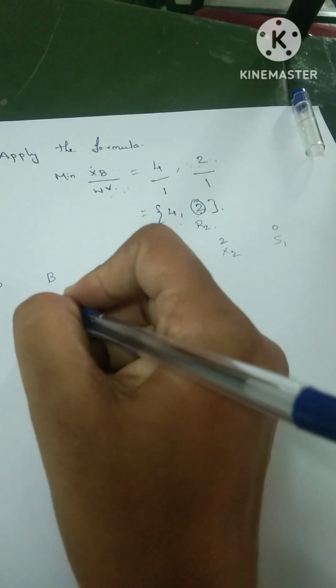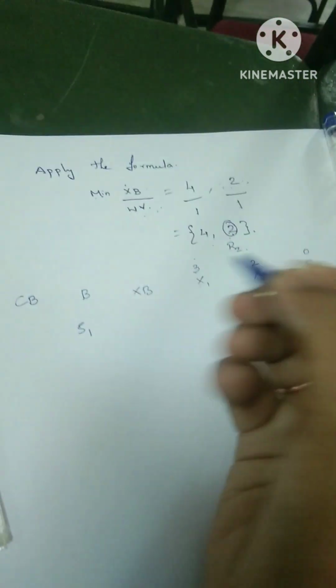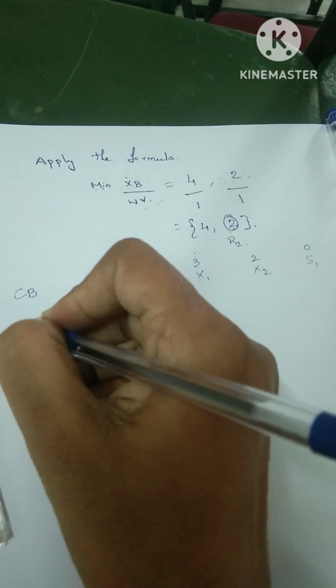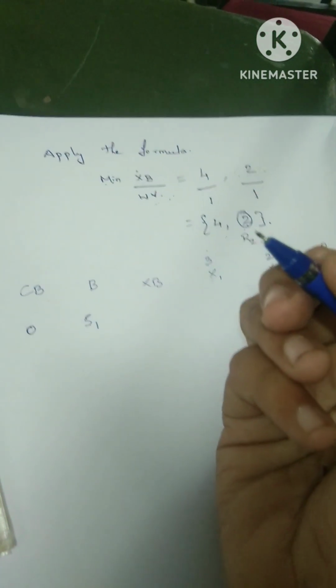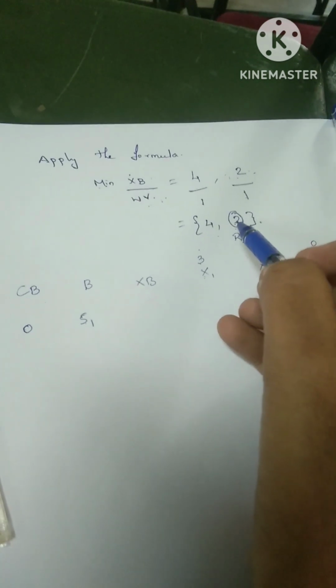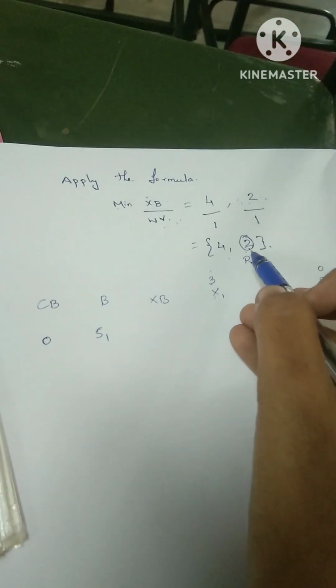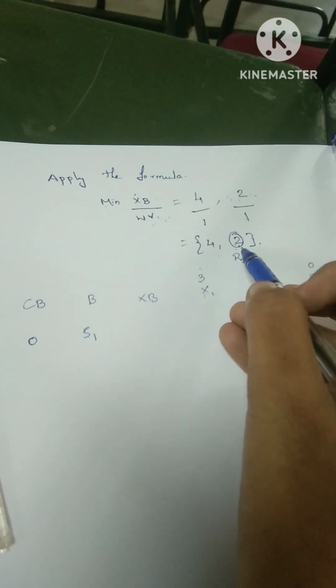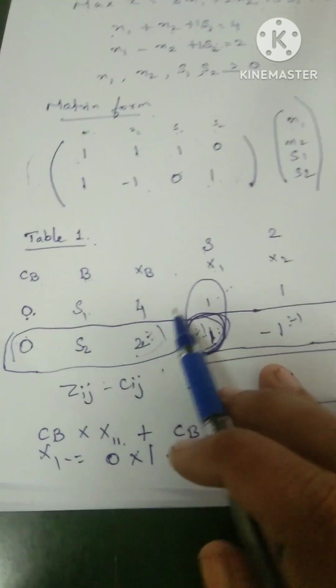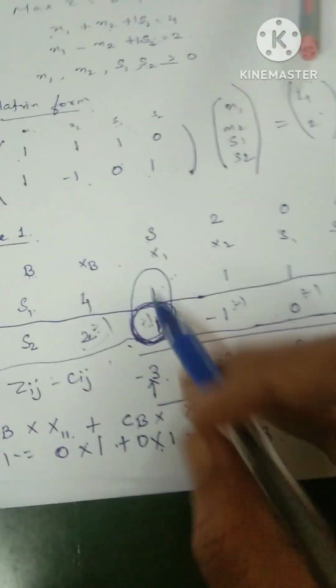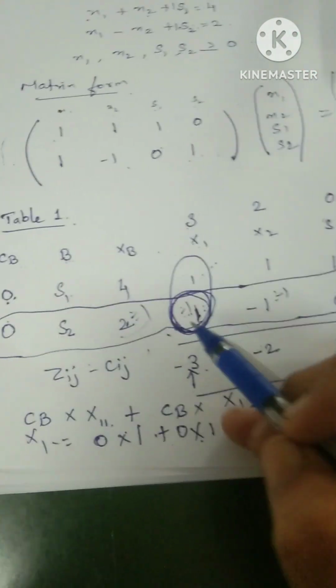Here the thing is s1, which is not withdrawing, and for that s1 we have the CB value as 0. So accordingly the rule is we are selecting the row 2, that is the x1 table. We came to know that -3 is the lowest value. According to applying the formula, we have selected this intersecting line.